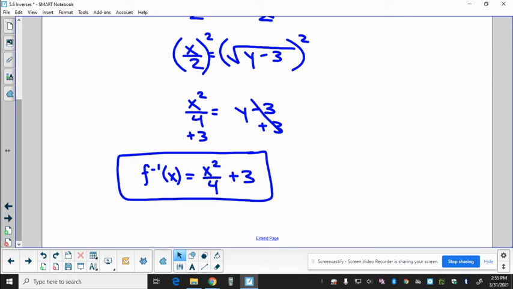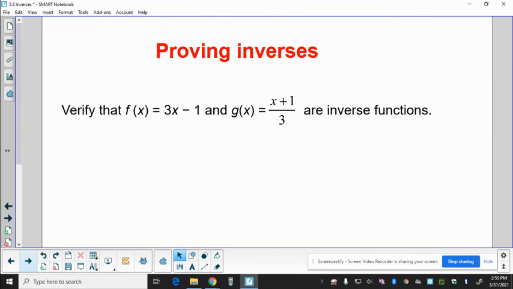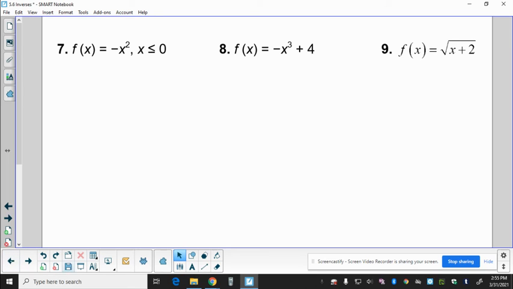Let's try some more. Okay, everybody try those 3 problems. Let's see what you end up with. Okay, I'm going to run through them pretty quick. Switch my variables. Now I'm going to solve.